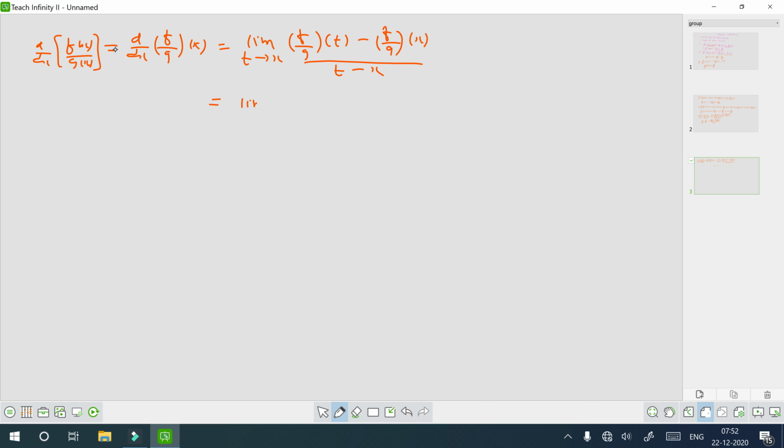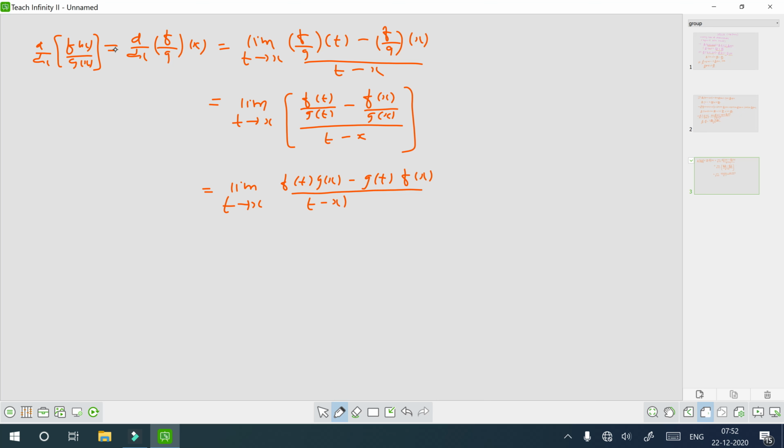That is equal to limit t tends to x, f of t upon g of t minus f of x over g of x, over t minus x. That is equal to limit t tends to x, f of t, g of x, take LCM, g of t, minus f of x over t minus x, g of t into g of x.